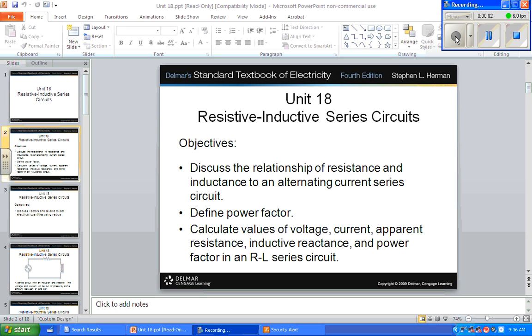Circuits. This says resistive inductive, but what is the symbol for inductance? L, that's right. So these are RL circuits. Whenever we abbreviate this, write RL. Okay, relationship of resistance and inductance to alternating current series circuits.